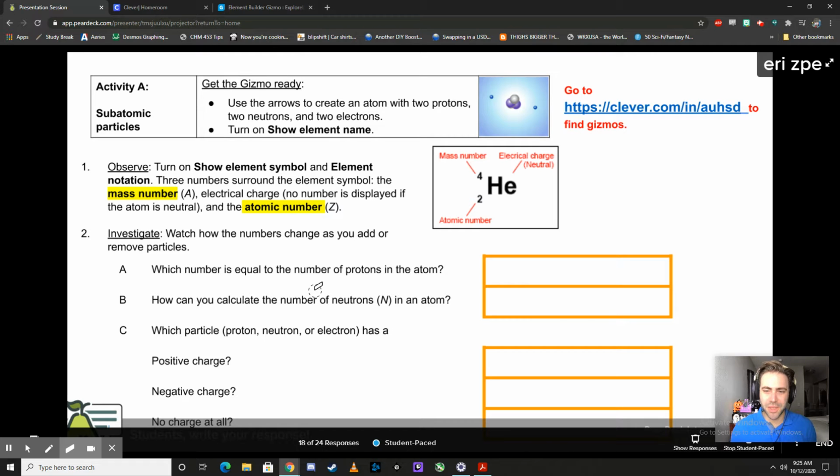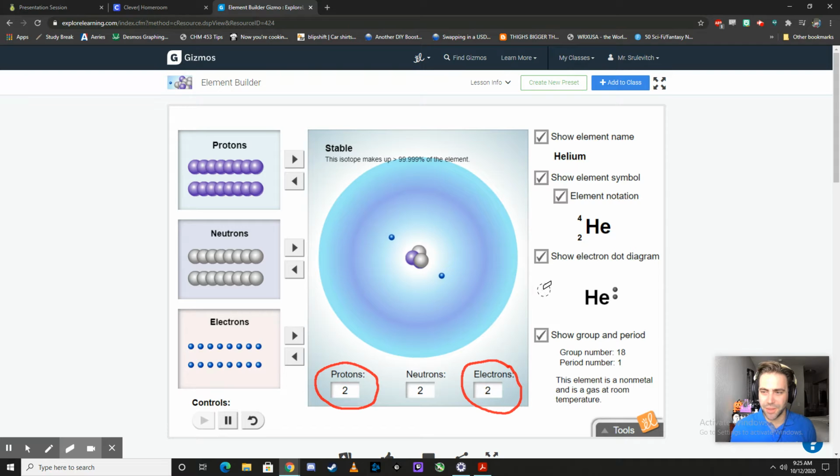Now, which number is equal to the number of protons in an atom? Well, the number equal to the number of protons is the atomic number. So the atomic number is right here. Let me erase that, and let's color code this. So the number of protons is the atomic number, which is down here in the bottom left.